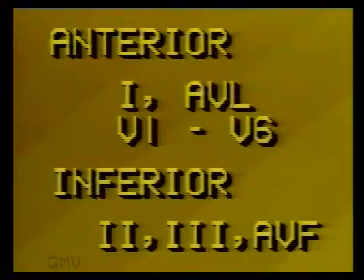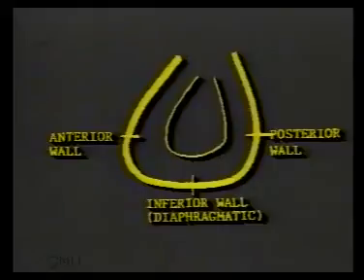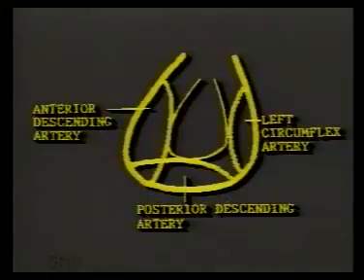To understand this concept better, let us view the heart from the lateral side. These are the anterior, inferior and true posterior walls. The anterior wall is supplied by the anterior descending branch of the left coronary artery. Posterior wall is supplied by the left circumflex branch of the left coronary artery. And the inferior wall is supplied by the posterior descending branch of the right coronary artery.